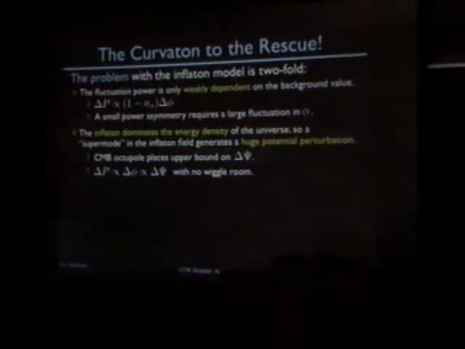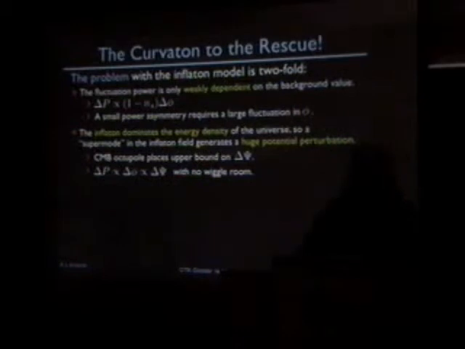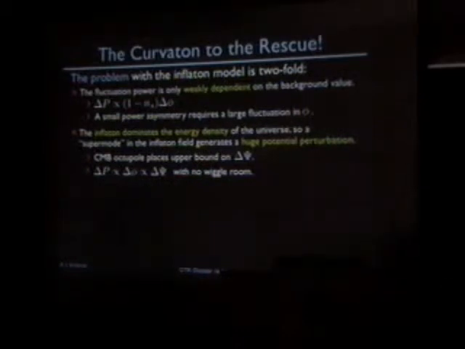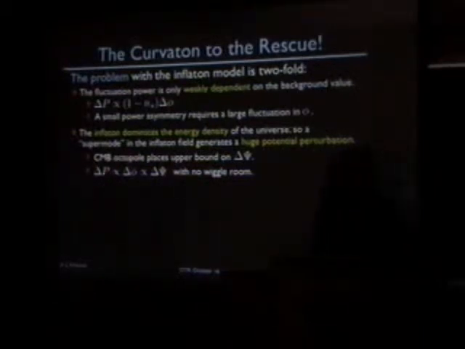The other problem that we had with the inflaton model is that the inflaton dominates the energy density of the universe, which means if you change the inflaton value, it's going to create a huge potential perturbation. And that constraint on the potential perturbation leads back to a constraint on the power asymmetry with absolutely no wiggle room.